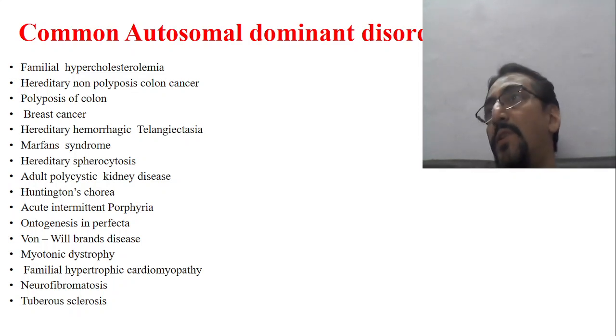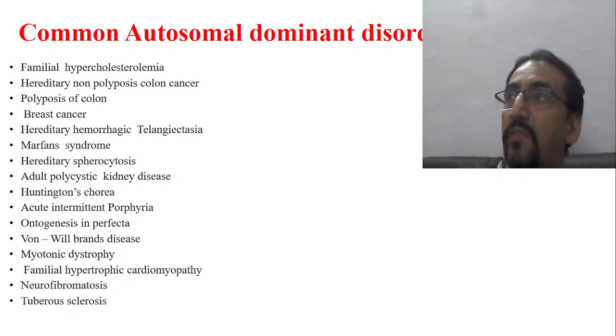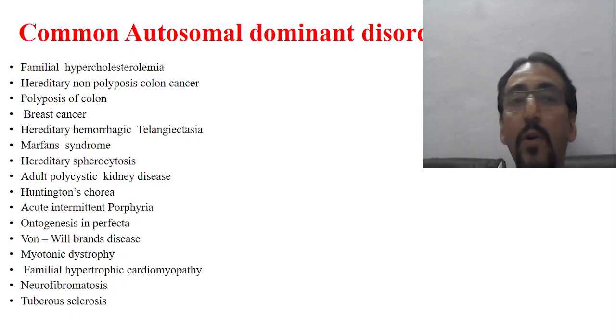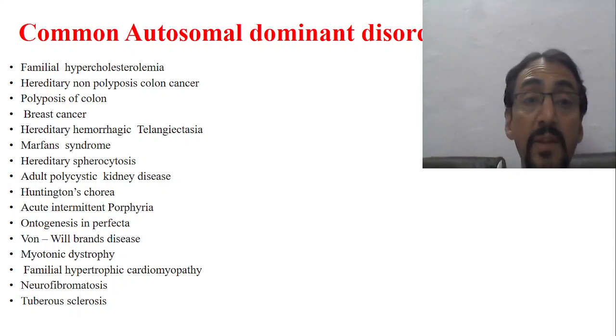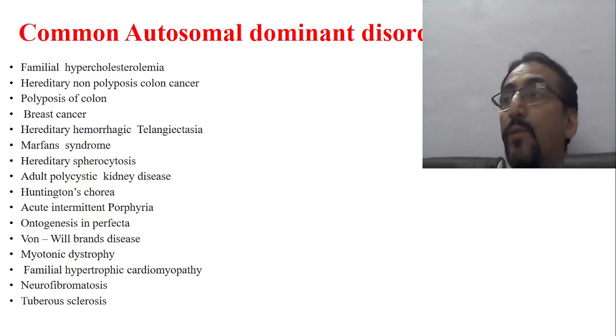Now, what are some of the common autosomal disorders which we see in normal practice? Familial hypercholesterolemia, hereditary non-polyposis colon cancer, polyposis of the colon, breast cancer, hereditary hemorrhagic telangiectasia, Marfan syndrome, hereditary spherocytosis, adult polycystic kidney disease, Huntington's chorea, acute intermittent porphyria, osteogenesis imperfecta, von Willebrand's disease, very important, myotonic dystrophy, familial hypertrophic cardiomyopathy, neurofibromatosis, and tuberous sclerosis. These are some of the autosomal dominant disorders.